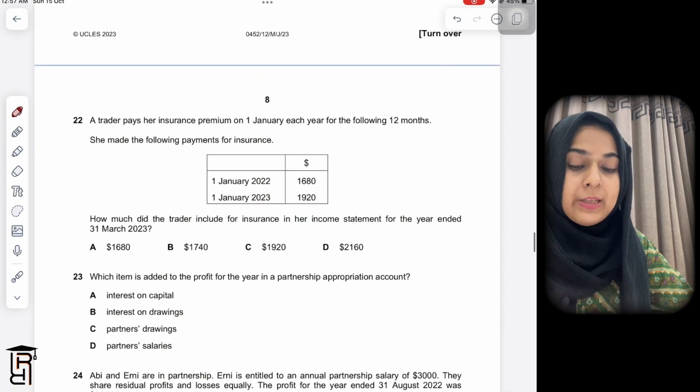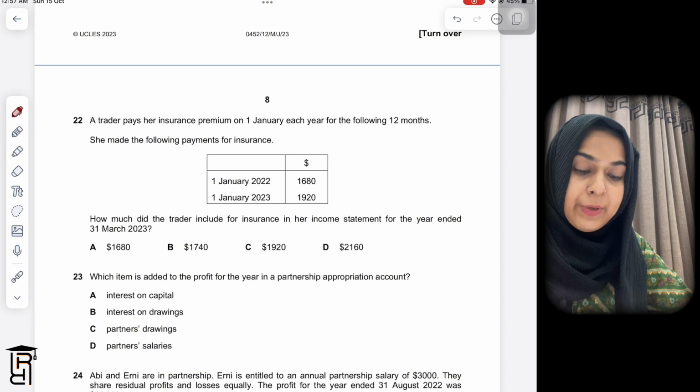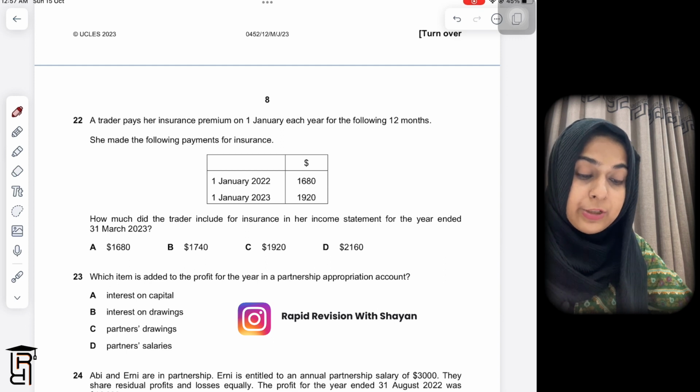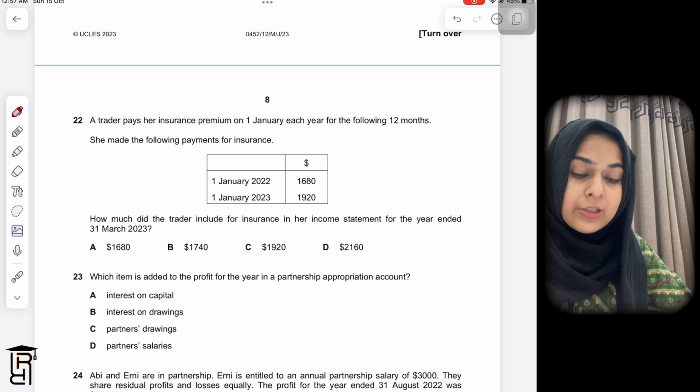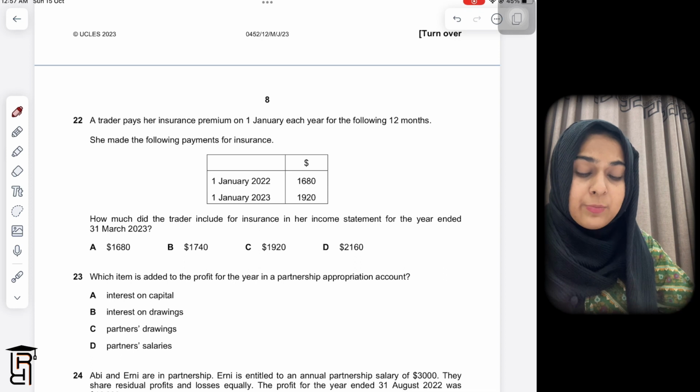Question number 22 is saying that a trader pays her insurance premium on 1st January each year for the following 12 months. She made the following payments for insurance. She made two payments. One she made on 1st January 2022. The second she made on 1st January 2023. How much did the trader include for insurance in her income statement for the year ended 31st March 2023?